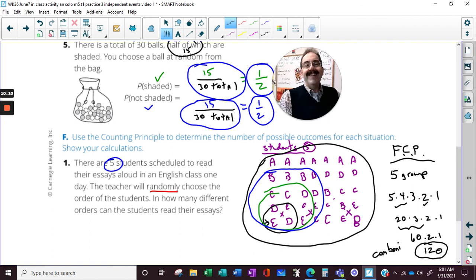Combinations. Easy for you to say. Combinations. Combinations. What?